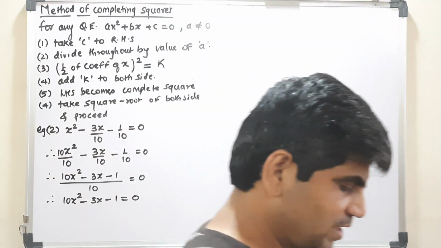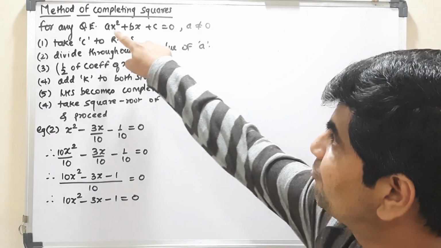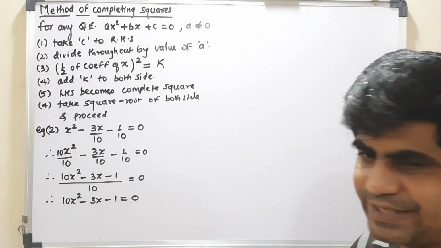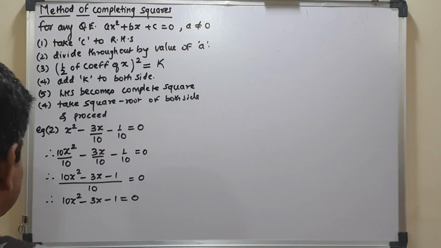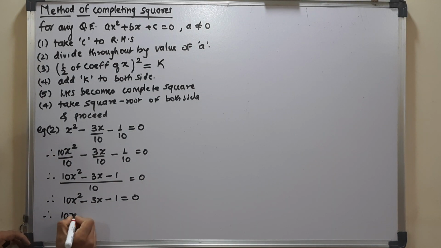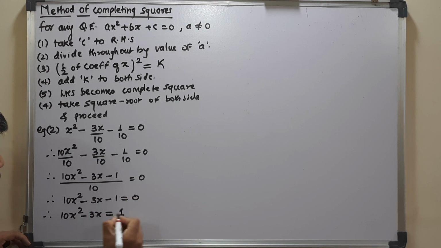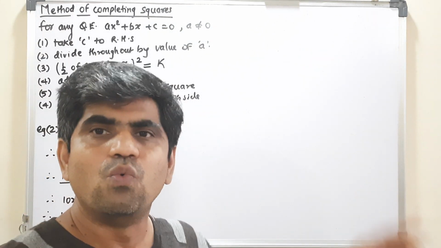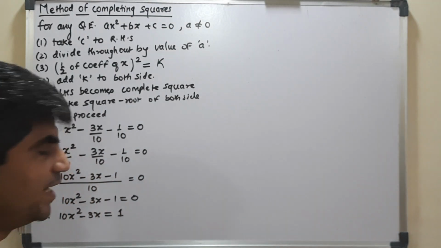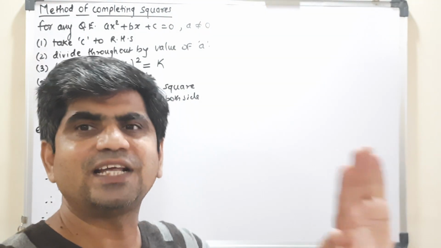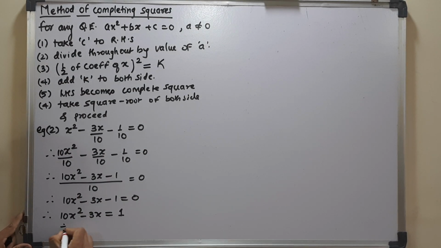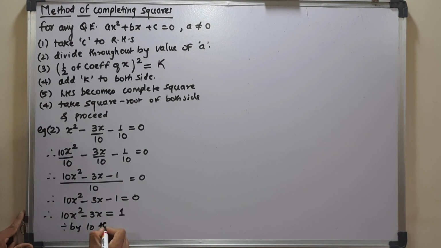Right? You got it. You got the quadratic equation now in the form of ax square plus bx plus c is equal to 0. So step number 1 is take c to the right side. That is minus 1 will go to the right side. So we will get here 10x square minus 3x. This minus 1 goes that side, that is equal to 1. Okay. Step number 2. What is the value of a that you check? 10 it is. Okay. Divide that complete equation by the value of a, that is divide by 10. Divide by 10 throughout.